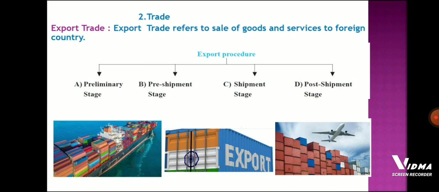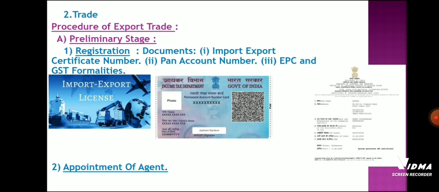You will see here the export procedure, and it is classified into four major stages followed by their sub stages respectively. You can see here in the diagram. Let's discuss each one of them in detail. Let's begin with the first stage, that is the preliminary stage. The first and foremost step is registration.